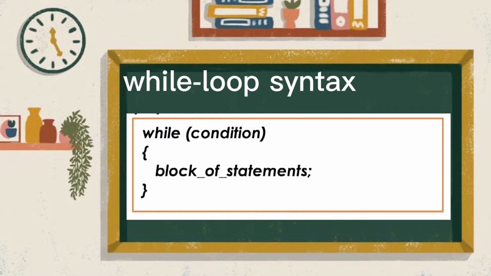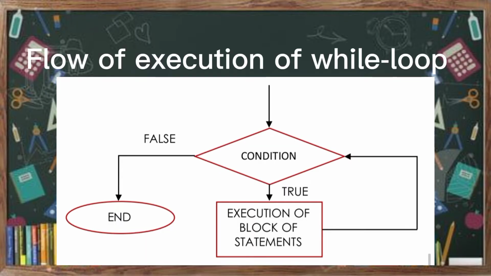Notice that in a while loop, the initialization and condition checking are done at the top of the loop. On the contrary, if you can recall, in the for loop, the initialization, condition checking, and increment, decrement are written at the top of the loop, which gives a different implication to the flow of execution. Flow of execution of while loop.